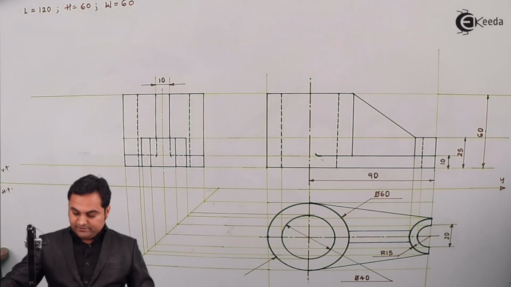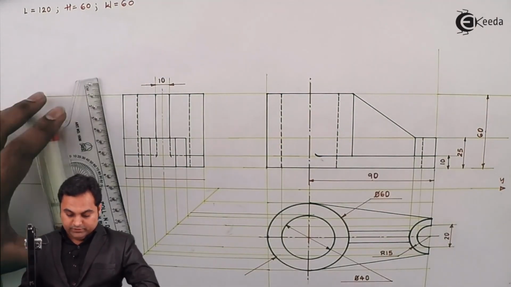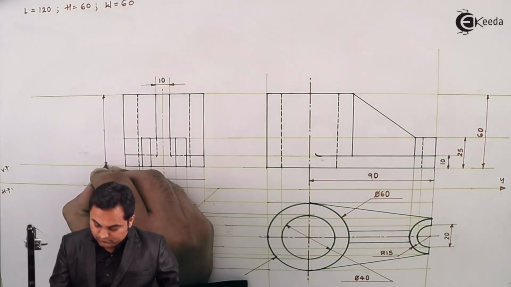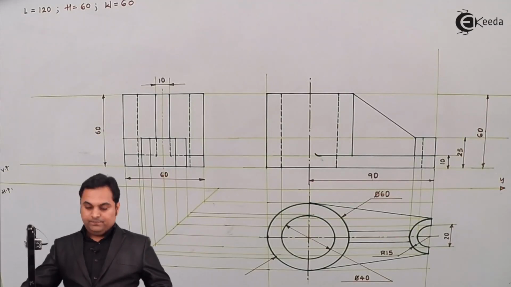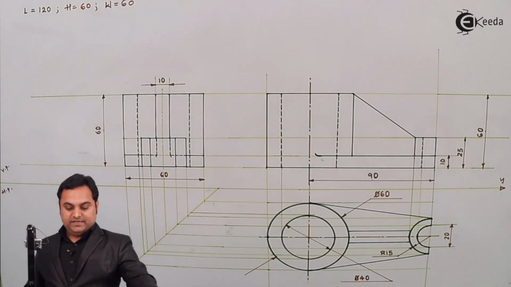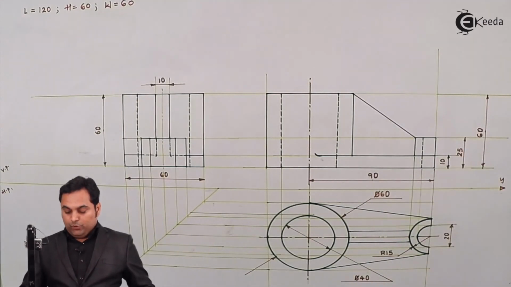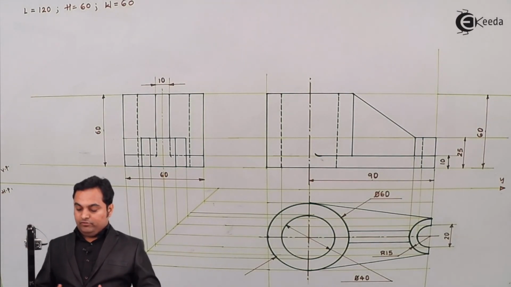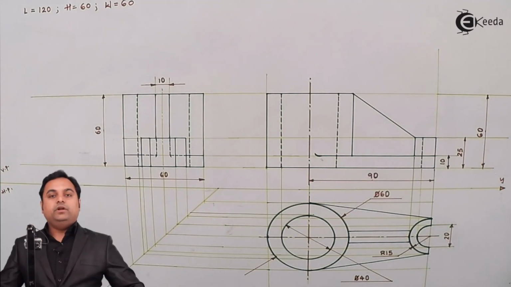Then after giving the dimensions in the top view, I can give the dimensions in the side view in a similar manner: the total width and total height. Then after completing the dimensions as mentioned in the question, we have drawn the front view, top view and right hand side view of the object and already given the dimensions. So with this we complete the problem.